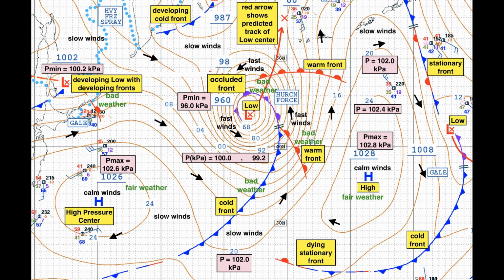It also shows the isobars, lines of equal pressure, where the spacing between the isobars is an indication of the pressure gradient. Usually, the closer the isobars are to each other, the steeper the pressure gradient and the higher the wind speed will be.